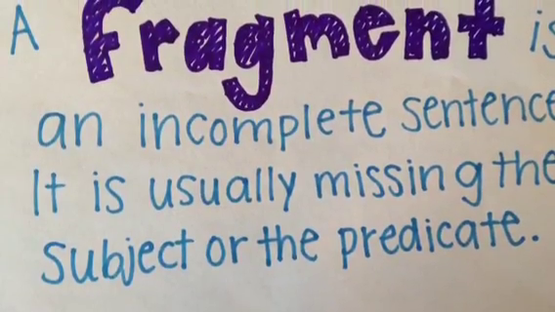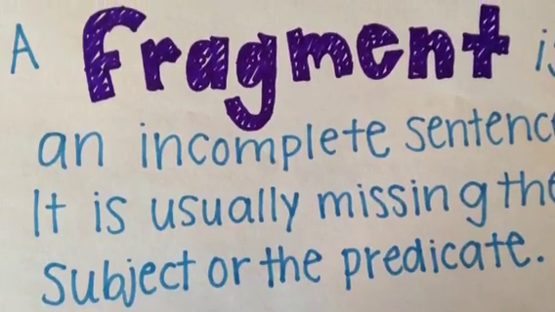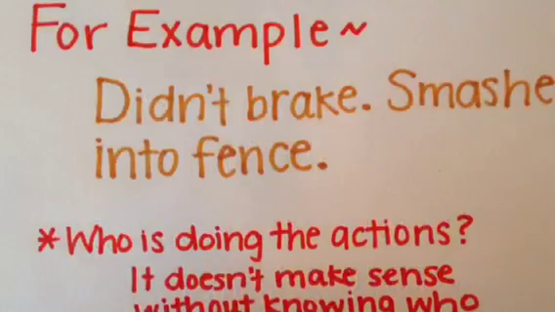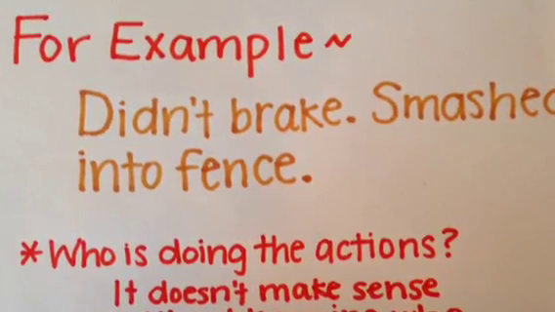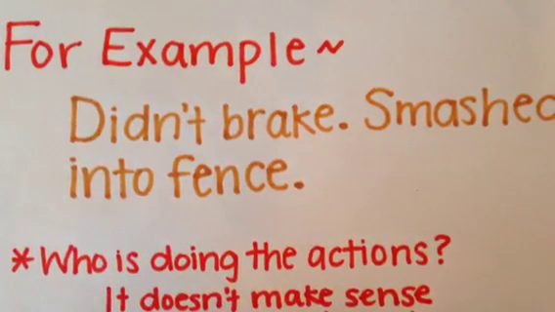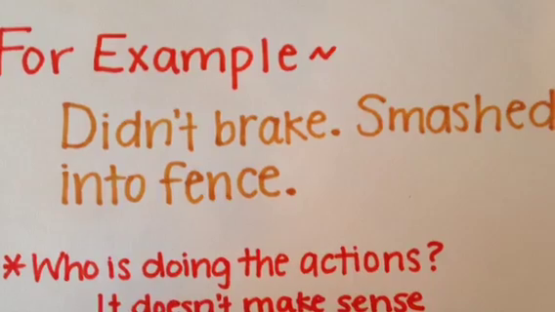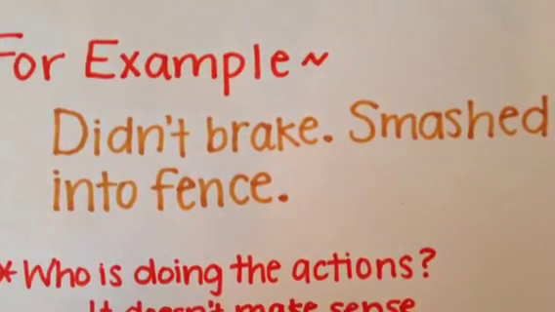A fragment is an incomplete sentence. It usually is missing the subject or the predicate. An example of a fragment would be didn't break, smashed into fence. It doesn't make sense. Who's doing the actions? It doesn't make sense because without knowing who is doing it, you don't know what the sentence is about.